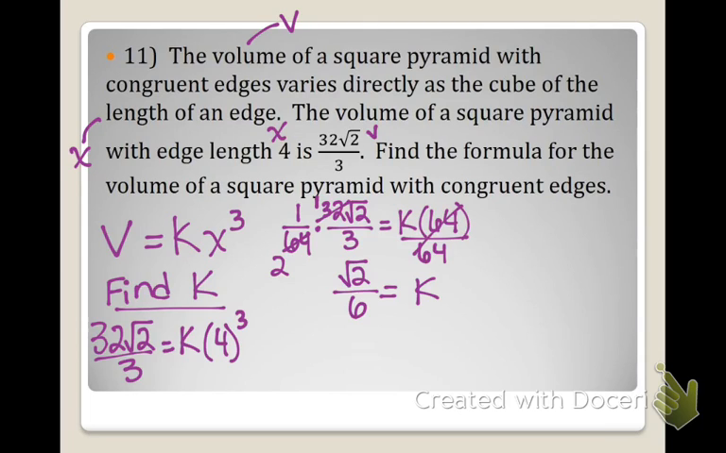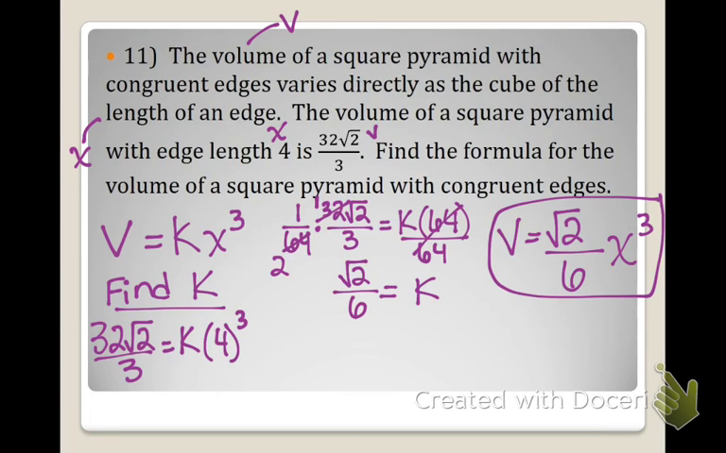Now we still have to write the formula, or write our equation, which means the only thing we plug in is k. So we're going back to our general form we got over here. And we say v equals square root of 2 over 6 times x cubed. Now again, if you want to put the x cubed in the numerator, you can. Or if you just want it to kind of be out next to it, that's also fine. That's it. They didn't ask us to use that equation to find another volume or find another length, so we can just leave it alone.